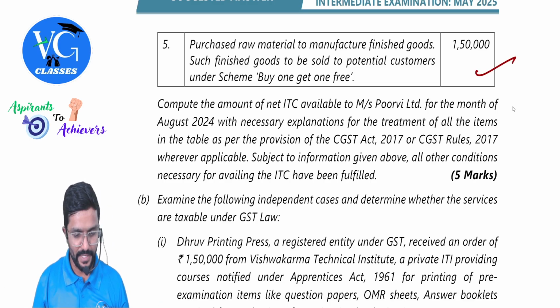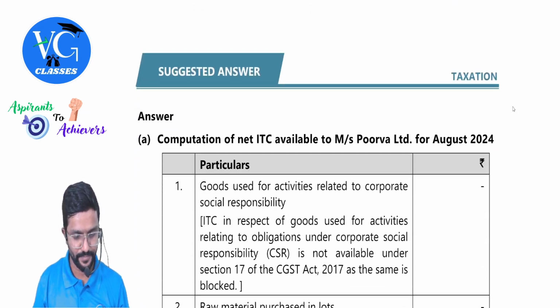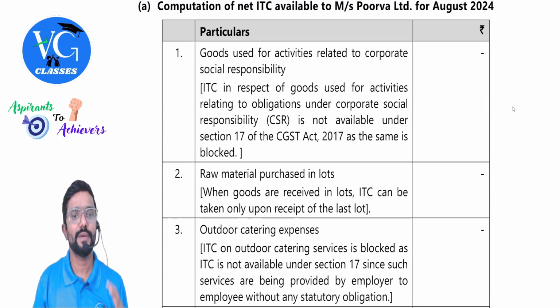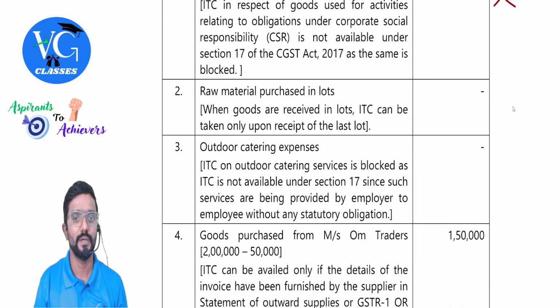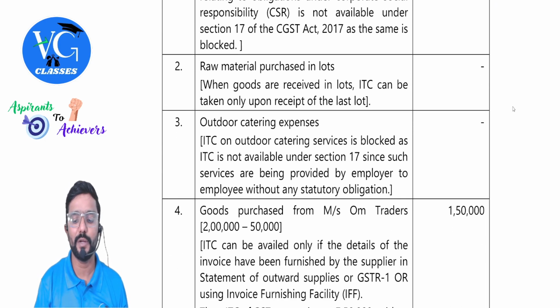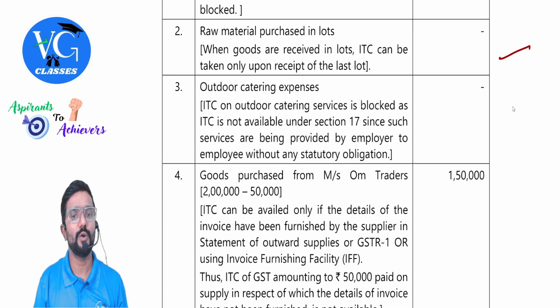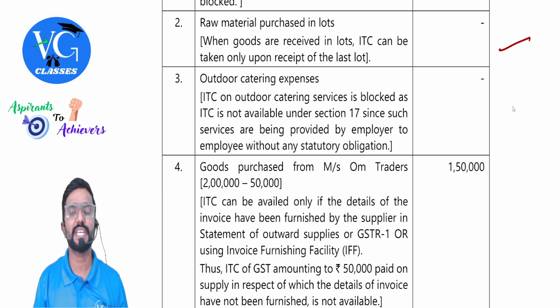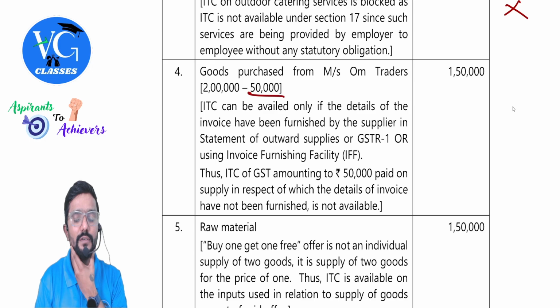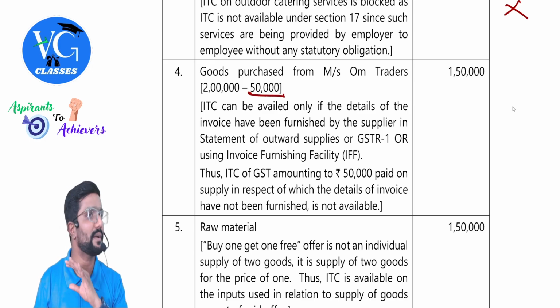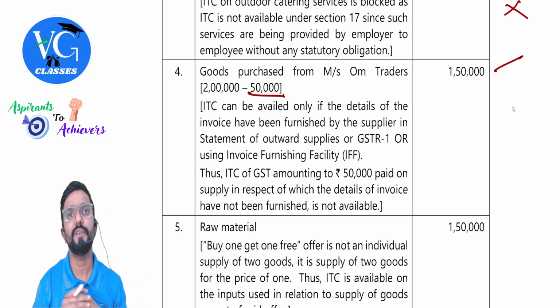Okay, fine. So let us look into the answer. First one, goods used for activities related to corporate social responsibility: credit is blocked, as it is not for business purpose. Raw material purchased in lots, you can claim it only when you receive the last lot. Outdoor catering services is blocked under section 17.5 and is not an obligation for an employer to provide, hence blocked. Goods purchased from Home Traders Limited for 50,000, whatever details are not given by the supplier, credit is not available, remaining 150 you can claim.